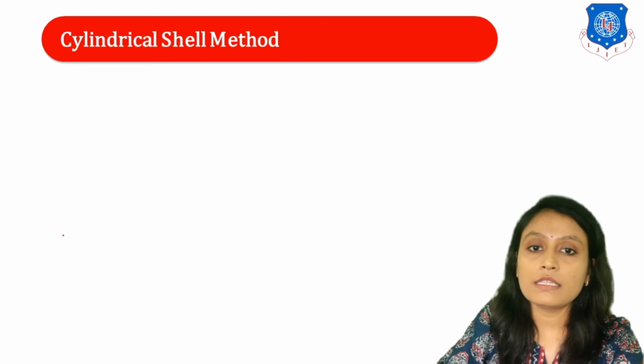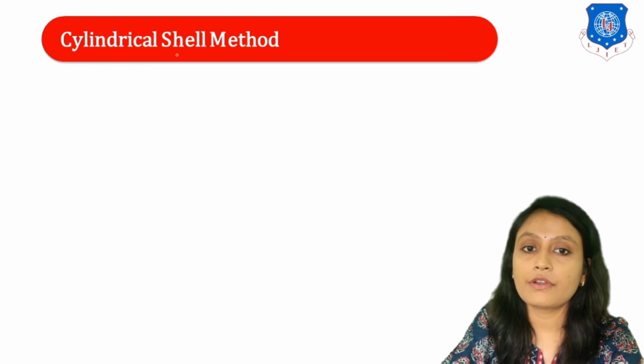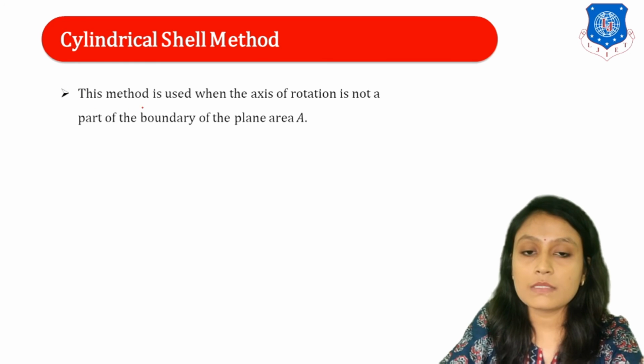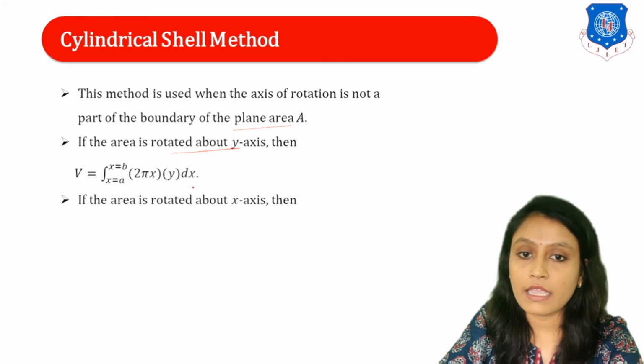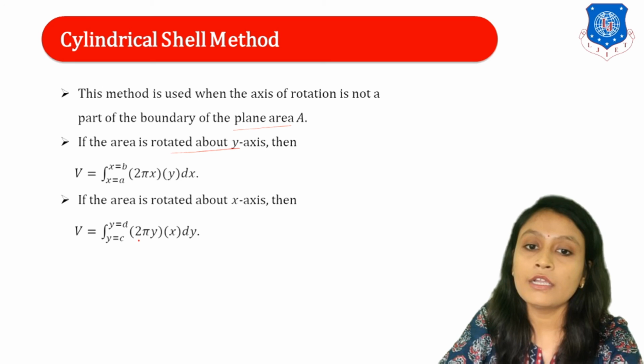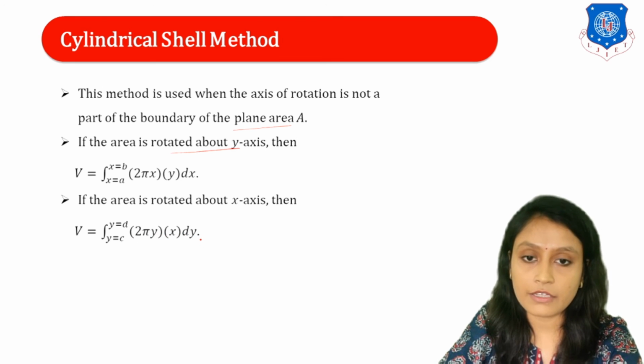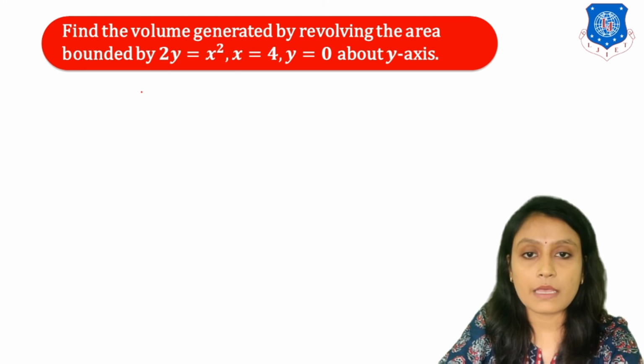Okay, now let's discuss one more method, that is the cylindrical shell method. This method is used when the axis of rotation is not a part of the boundary of the plane area A. If the area is rotated about the y-axis, then V equals integral a to b of 2 pi x y dx, and if the area is rotated about the x-axis, then V equals integral c to d of 2 pi y x dy. Okay, now we will solve one example.